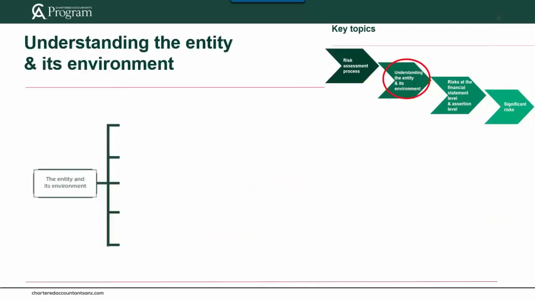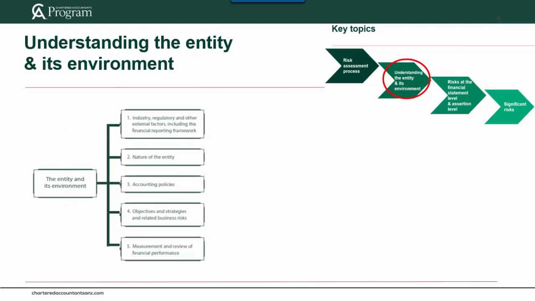The auditor is required to obtain an understanding of the entity, which is internal factors, and its environment, which are external factors. This is summarised in the following diagram. Auditors need to understand the general economic environment, industry-specific factors, and applicable laws and regulations to be able to assess how different factors would impact the entity they are auditing.